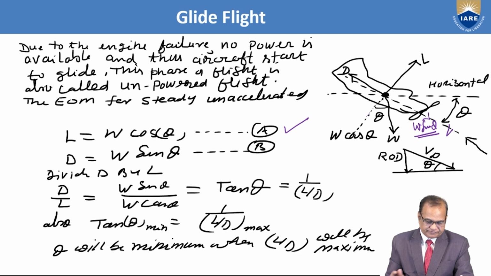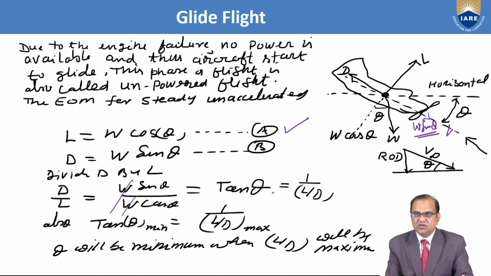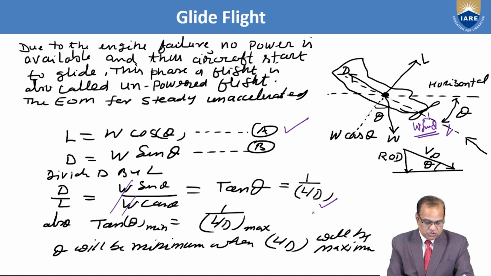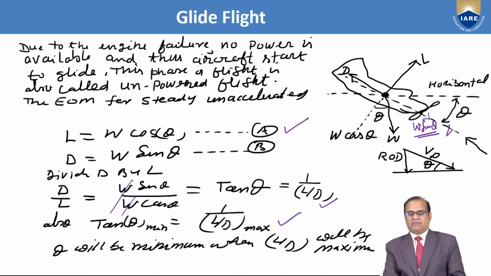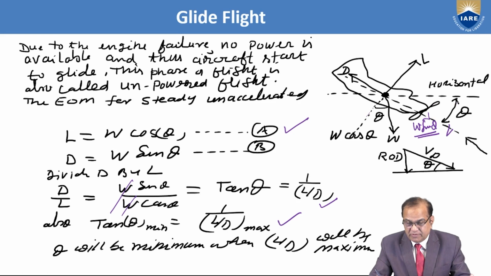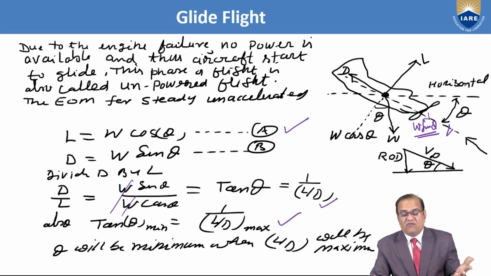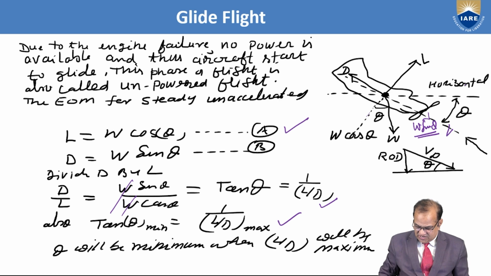If you divide the second by the first, D by L, W is cancelled. So sin theta by cos theta is equal to tan theta. So tan theta is equal to 1 by L by D. So for tan theta minimum, L by D should be maximum. So theta will be minimum when L by D is maximum. We want this theta to be minimum so that more range it can cover for the safe landing.